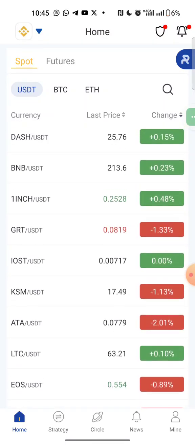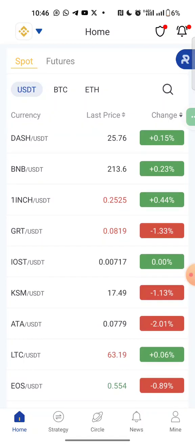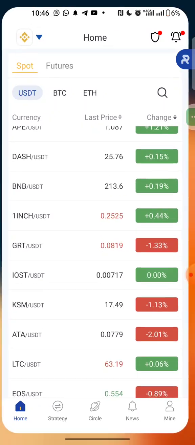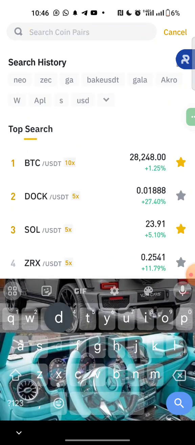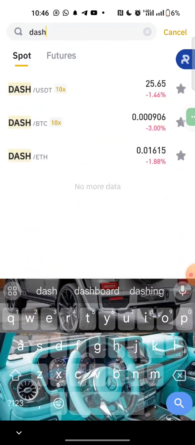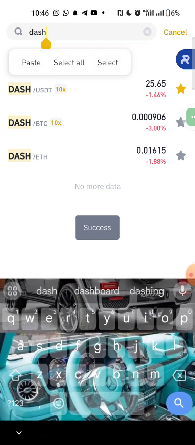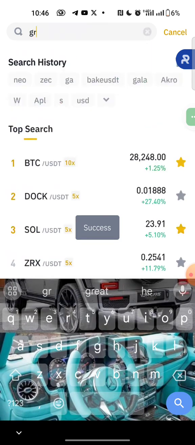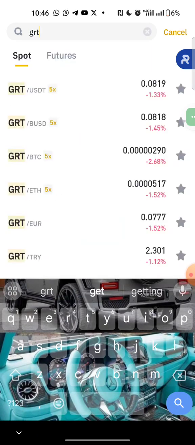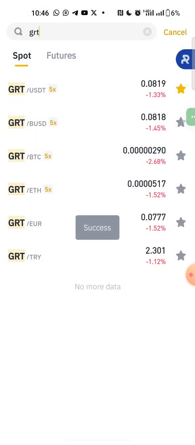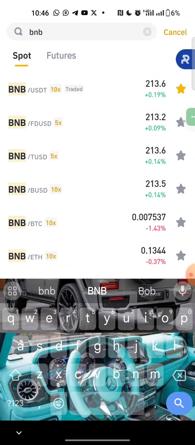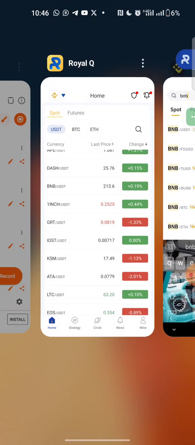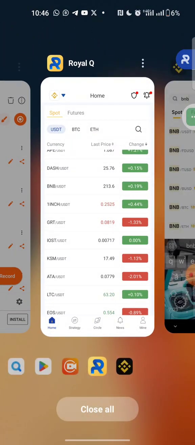Okay. Right, I might stop here. So dash, BNB, so that you can go and do it at your own time. Dash. We have GRT. Then we have BNB. Okay. 1 inch.